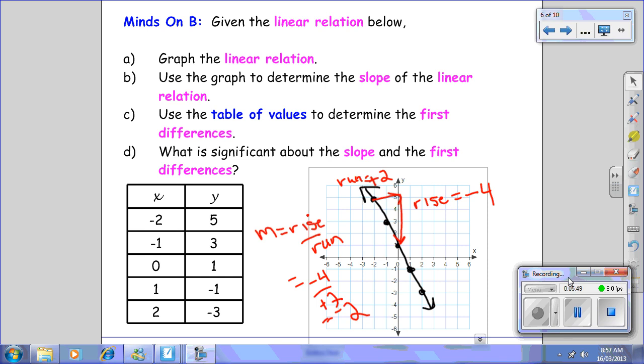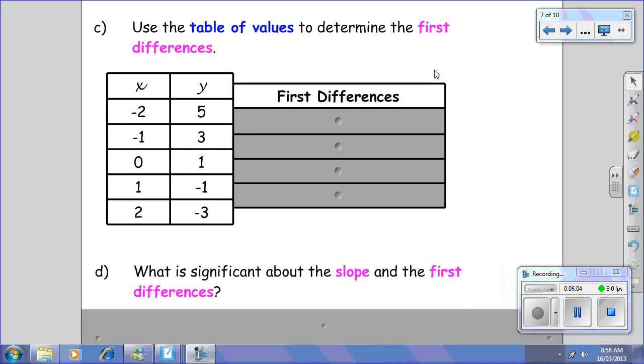The next thing it asked us to do was use the table of values to determine the first differences. Now, first we have to make sure that that's a valid strategy, and we have to check: are the x values increasing by a constant value? And if you look, they do go up by 1 each time. So we can use our first differences.